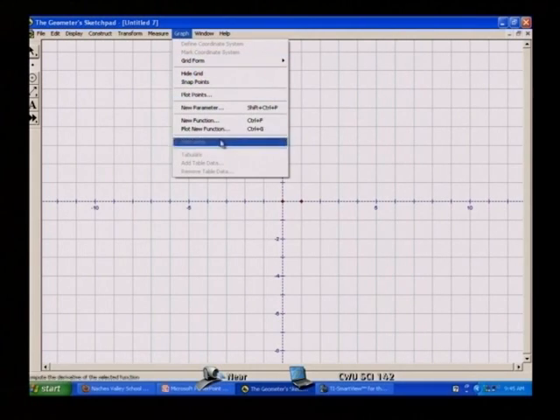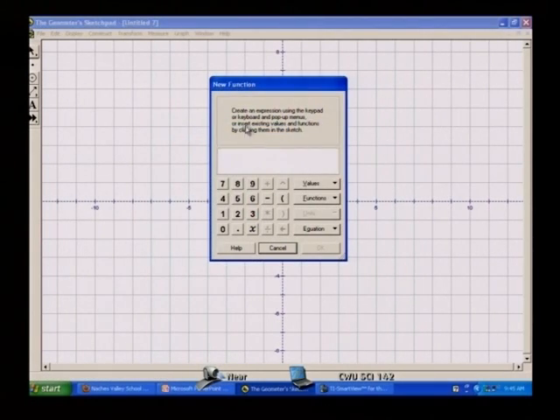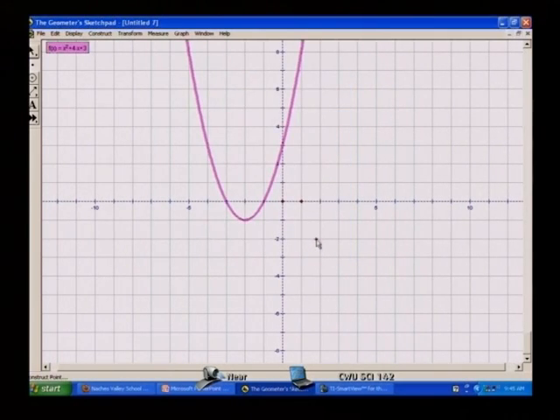We want to graph the function x squared plus 4x plus 3. And again, we want that to be greater than, or excuse me, I said that wrong. We want that to be less than or equal to 0.